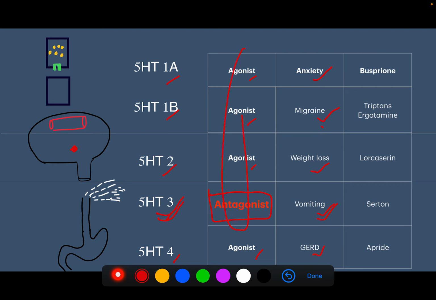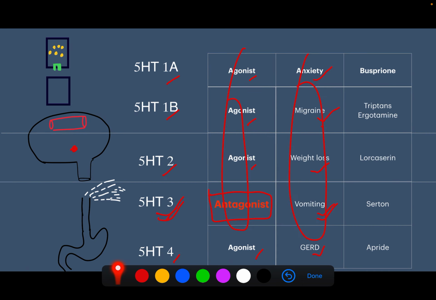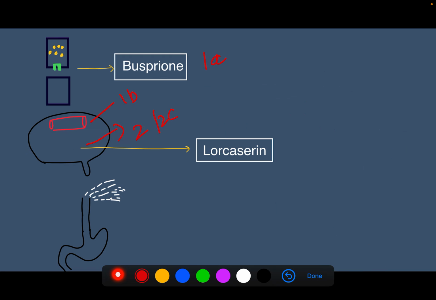So we have learned the location and the function. Now we just have to learn the drugs which act on these receptors. Done. So from the next slide we cover the acting drugs. So buspirone is an agonist of 1A, and now tell me which is this receptor here. We know 1A is here, right? 1B is here, so obviously this is 2C. So lorcaserin is a 2C agonist. So you can see here that buspirone is an agonist of 1A and lorcaserin is a 2C agonist.